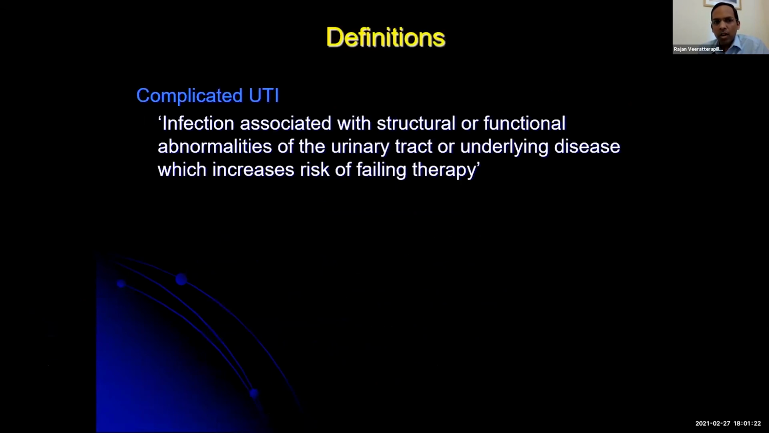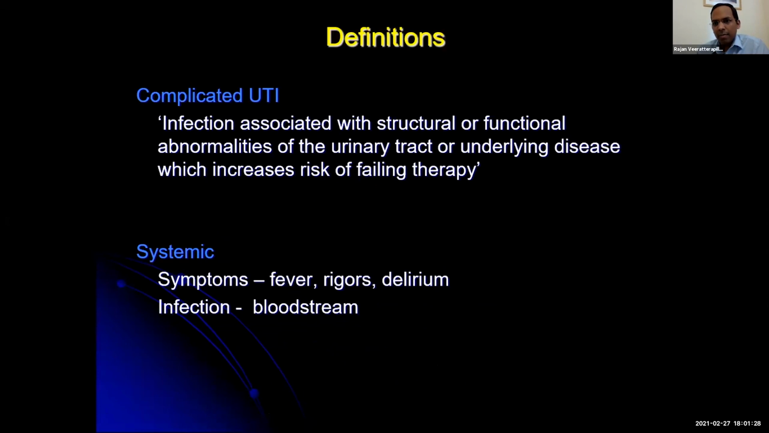Bhaskar covered this very well in terms of what is a complex UTI, or complicated UTI, I should say. In terms of systemic, this term is bandied around quite a bit, and you have to make a distinction between systemic symptoms. This is what the patient might tell you: they've got fevers, rigors, they may have an altered mental status. These would be systemic symptoms, which can happen with any infection.